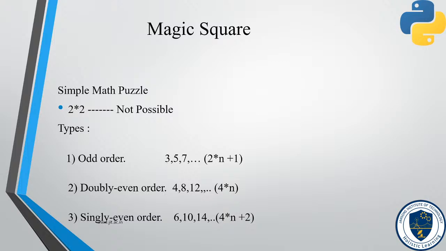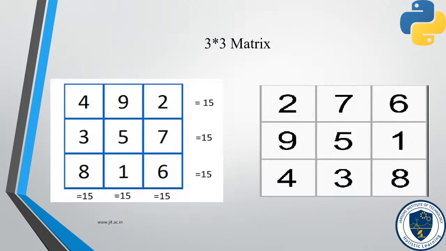So 4, 8, 12, and 16, etc. you will be proceeding. This is doubly even order. And next is singly even order, such that you will be leaving 4, 8, 12 and you will consider all other even numbers. So 6, 10, 14, all other even numbers, and the logic behind that is 4 into n plus 2. So today we will solve this puzzle with respect to the odd order, that is 3 cross 3 matrix, 5 cross 5, 7 cross 7, etc. So this is a simple 3 cross 3 matrix.